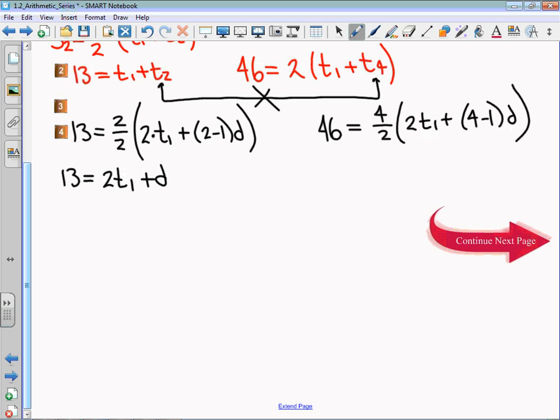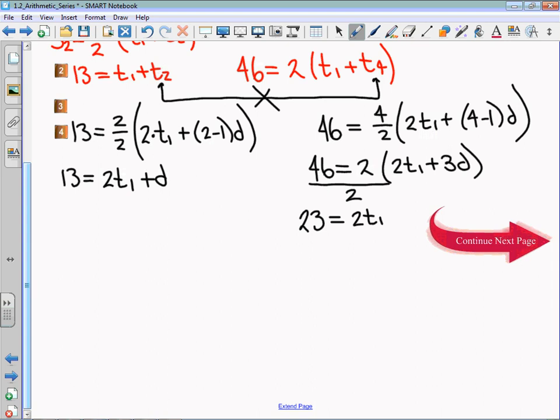So I clean that up a little bit. I get that 46 is equal to 2 times (2 times term 1 plus 3 common differences). To make this as simple as possible, I'm going to divide both sides by 2. So now I also have that 23 is equal to 2 times term 1 plus 3 common differences. The reason that's so powerful is now I have 2 equations with the same 2 variables.